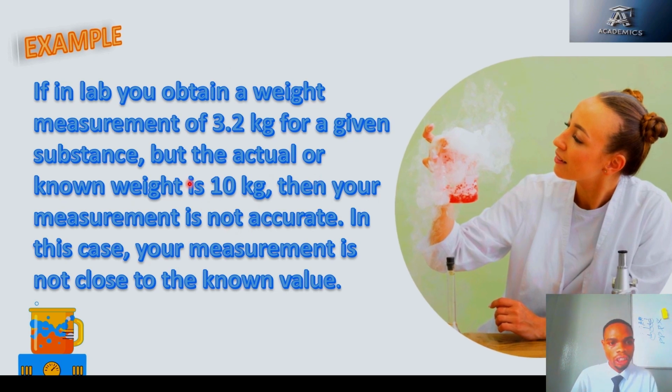Another example again is if in the lab you obtain a weight measurement of this, and the actual accepted value is this, that means your result is not accurate. In this case, your measurement is not close to the known value. So accuracy helps you to know how close you are to what is accepted, to the target, to what is accepted in reality. You understand? So that's why you have to be very careful when you are doing your experiment to avoid error, because error can affect the accuracy of your result and also the precision of your result. So you have to be very careful when doing any measurement or experiment.